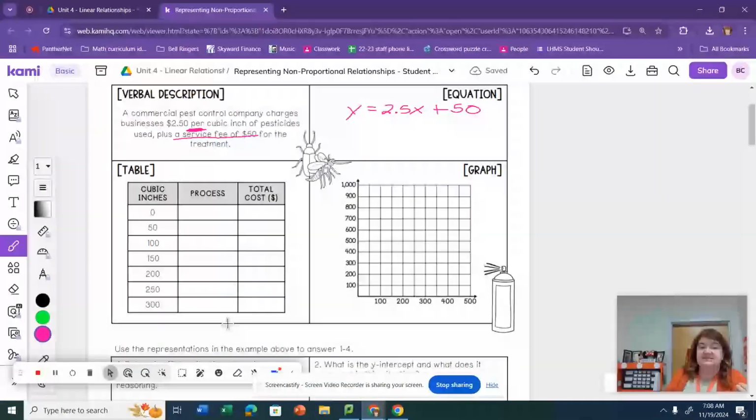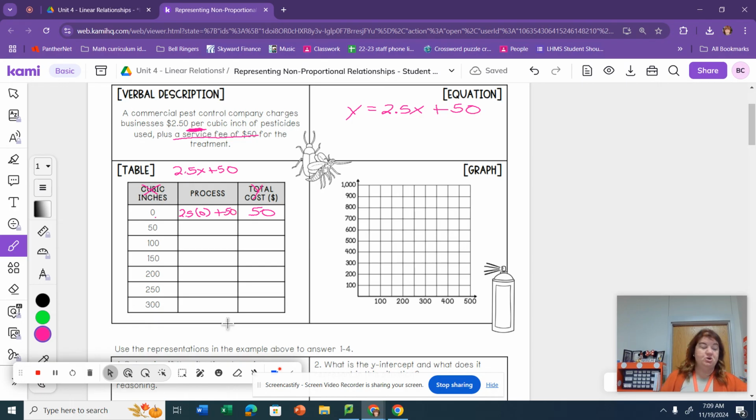If we do 0 inches, so we would say 0, let's put that down here so you can see what's going on. 2.50x plus 50. Okay, so if we go 0, where the x is, because this is our x, this is our y. So if the 0 is where the x is, then that would be 0. So all we have left is 50. Let me show you what we did. We did 2.50 times 0 plus 50.